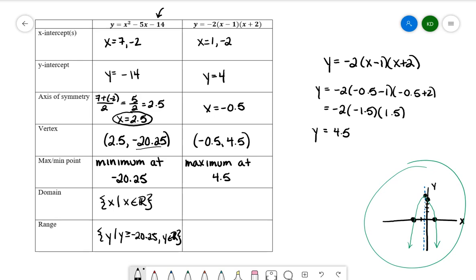Same thing with, like I said, with the domain. We're never going to have a restricted domain with a quadratic, unless it's some type of word problem or something else is kind of going on. But with a basic quadratic, domain will always be the same. For range, we will always have a restriction. So for all values of y such that, and now we need to input our inequality, all of the y values have to be smaller or less than 4.5. So we're going to say y has to be less than or equal to 4.5, and y is an element of the real numbers.